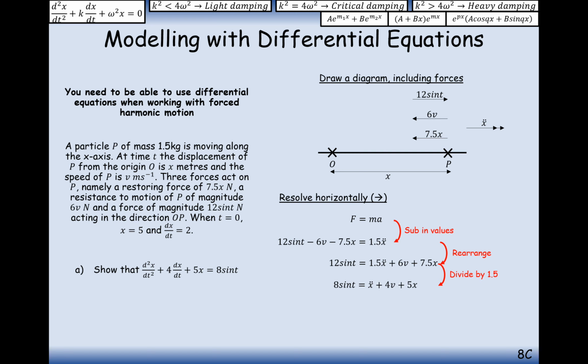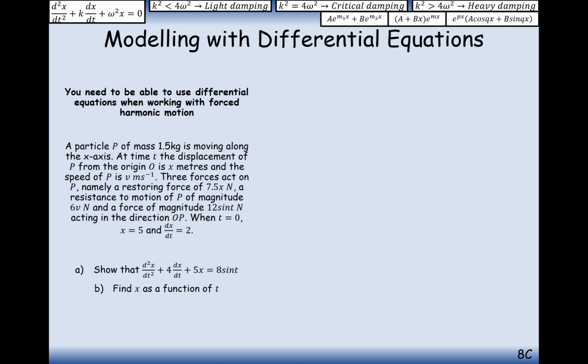That's very similar to what we've got here. All we need to do now is replace x double dot and v with the differential notation, so it's then going to be exactly what we have on the show that. Okay, there we are. So it's really important you can do these, taking a context question, putting it into a diagram, and then doing F equals ma on it. It gives you a good 4 or 5 marks there.